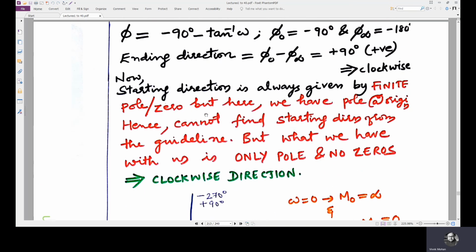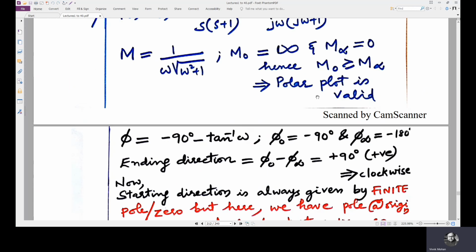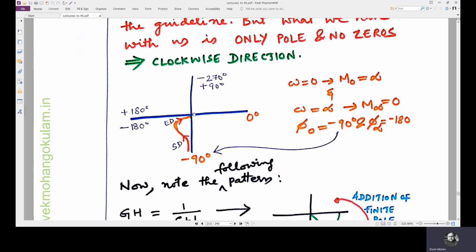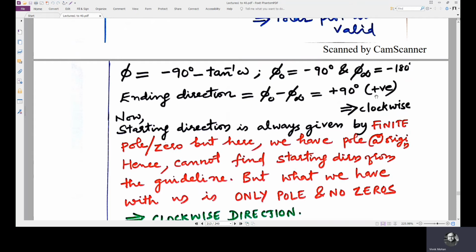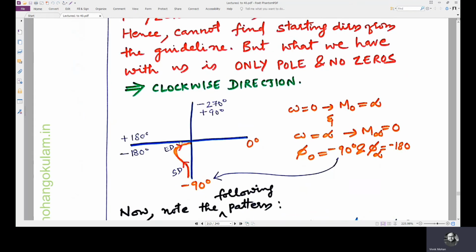Now what about the ending direction? Ending direction is also clockwise. Okay, now what about M infinity? M infinity is 0, right? So it should terminate at origin. M infinity is 0 and it should be clockwise. Now we need to get the ending angle. Ending angle is minus 180 degrees. Here, this is the axis for minus 180 degrees. So the ending part of the plot should be asymptotic to the minus 180 axis. Ending direction is clockwise. Termination point is 0. Starting point is infinity and starting angle is minus 90 degrees. Starting direction is clockwise. So this is what we get.